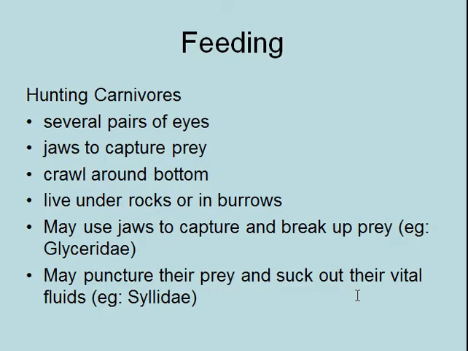Okay, so feeding strategies for annelid worms. Hunting carnivores will usually have jaws. Well, they pretty much always have jaws. They have several pairs of eyes, and they crawl around the bottom, and you can find loads of these in the estuaries around here. Just turn over rocks and you'll find hunting polychaetes. They may have jaws to capture the prey, or they may just puncture the prey and suck out their vital fluids. And they can be amazing predators.